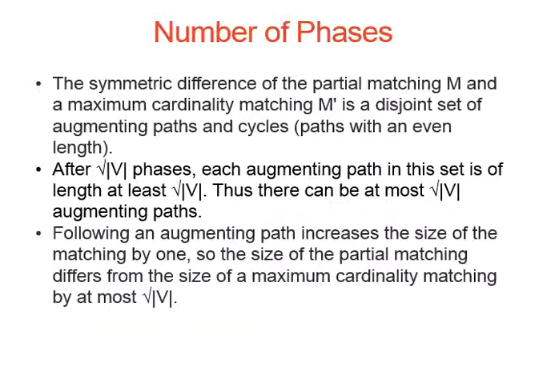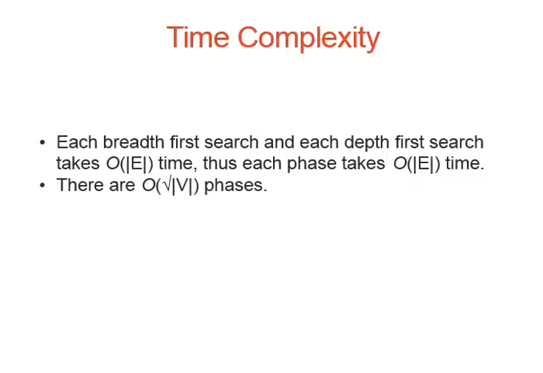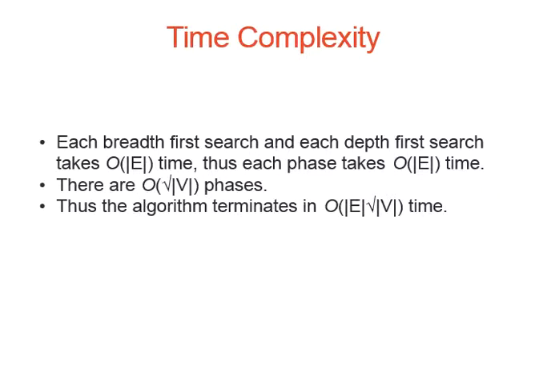Since each phase finds at least one augmenting path, each phase increases the size of the matching by at least 1, and there can be at most √v more phases before a maximum cardinality matching is reached, giving at most 2√v phases. The time complexity of the Hopcroft-Karp algorithm is thus O(e√v).